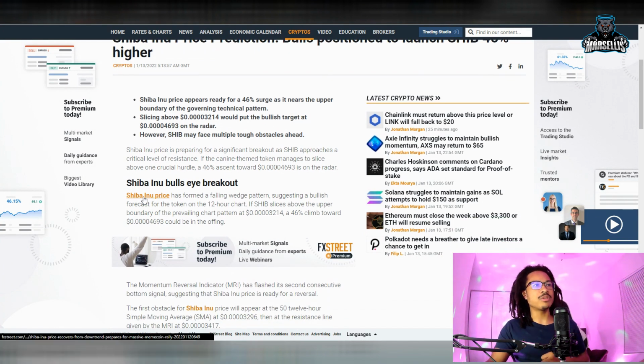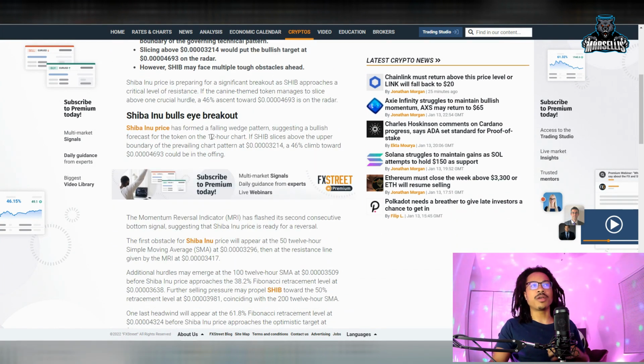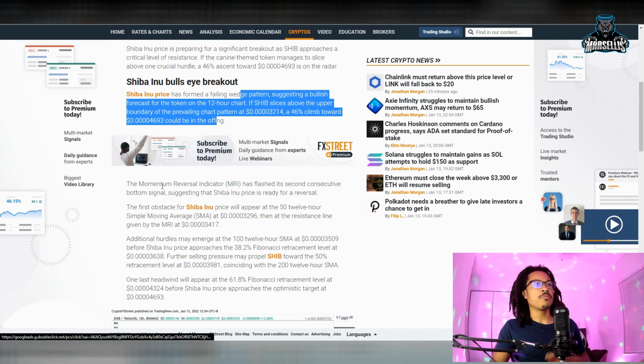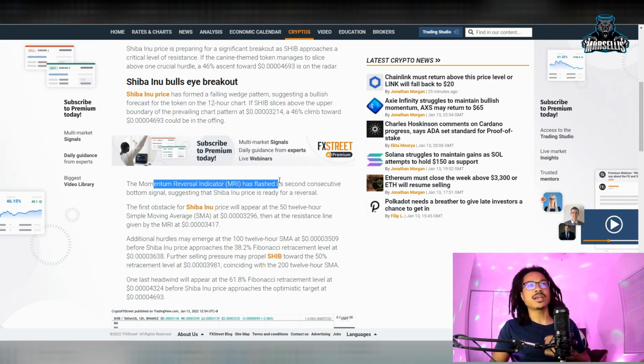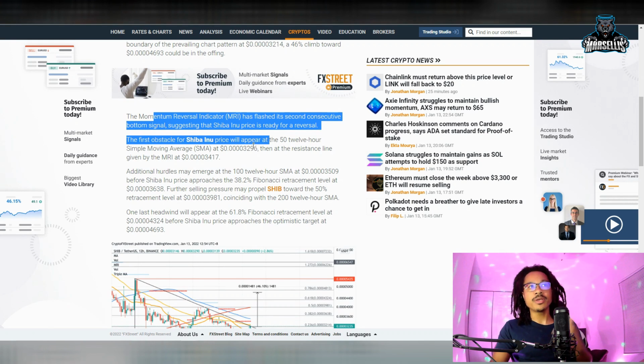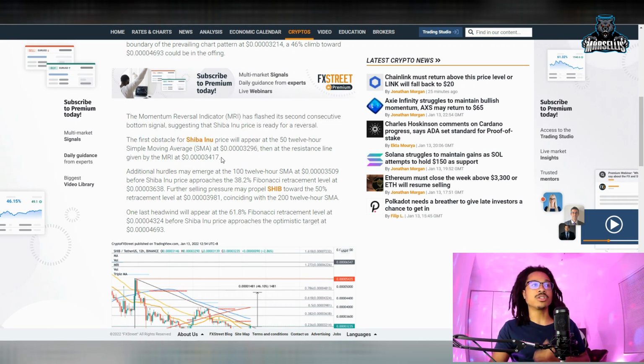So over here, you can see Shiba Inu bull's eye, a breakout. Shiba Inu has formed a falling wedge pattern, suggesting a bullish forecast for the token on the 12-hour chart. If SHIB slices above the upper boundary of the prevailing chart pattern at 0.00003214, a 46% climb towards the 0.00004693 area could be in the offing. The momentum reversal indicator has flashed its second consecutive bottom signal, suggesting that Shiba Inu price is ready for a reversal. The first obstacle for Shiba Inu price will appear at the 50-12-hour simple moving average at the 3296 area, then at the resistance line given by the MRI at the 3417 area.